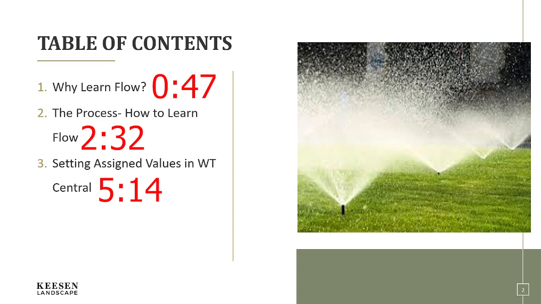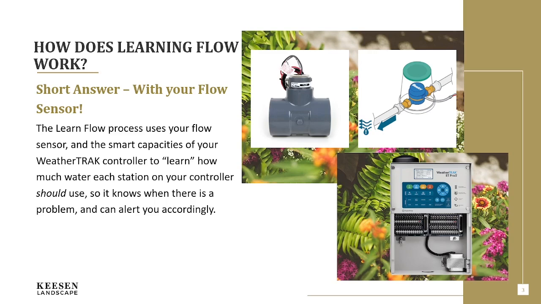Let's jump right in. So, how does learning flow really work? All of the power of learn flow comes down to the two main players in your system, your controller and your flow sensor. Conceptually, all the controller is doing in this process is running manual irrigation and watching the water pass so it can learn and establish what a baseline for normal use should be.